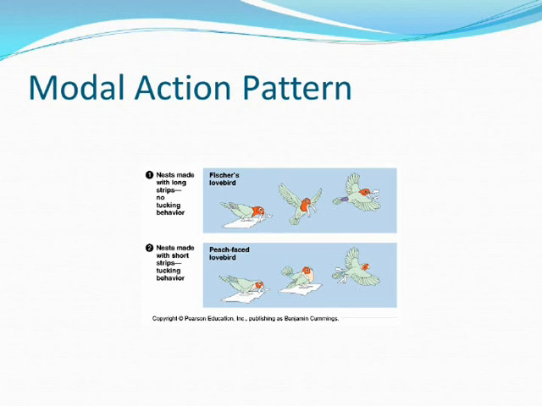Here's another modal action pattern. There are 2 different types of lovebirds, and you can see these lovebirds in any pet store. And what they do, as you can see here, is they strip pieces of paper to make nests. Now, Fisher's lovebird strips off paper and holds it in its beak and flies to the nest where it puts the paper in the nest and starts weaving it in to make a nest. Whereas the peach-faced lovebirds actually tuck it into areas in their tail feathers. And so when they fly, they don't carry it in their beak, they have it tucked under their feathers. 2 very different modal action patterns.